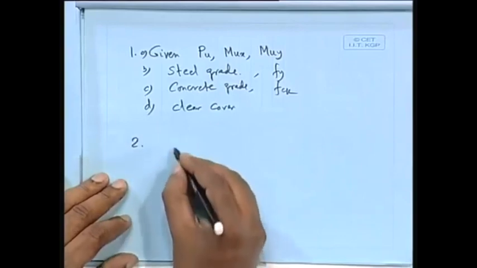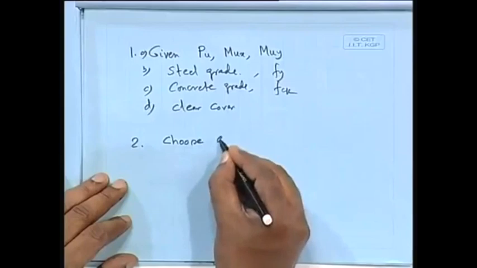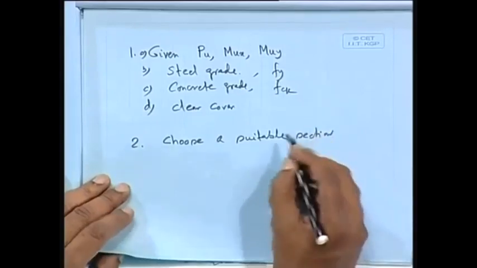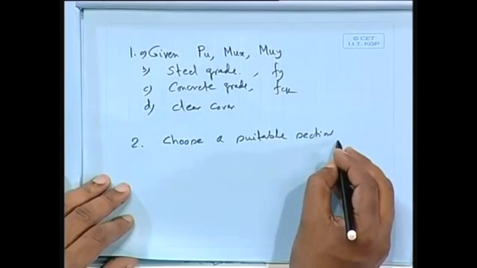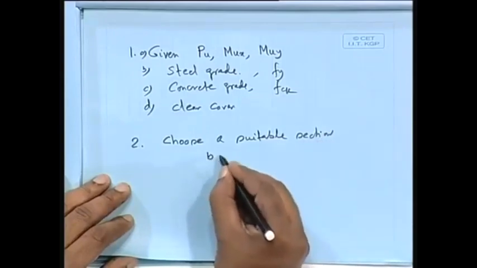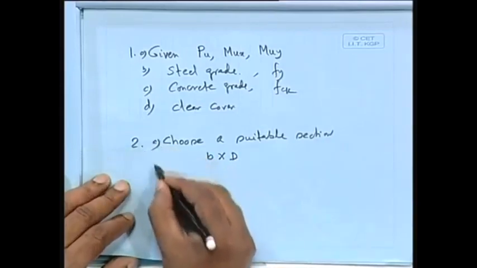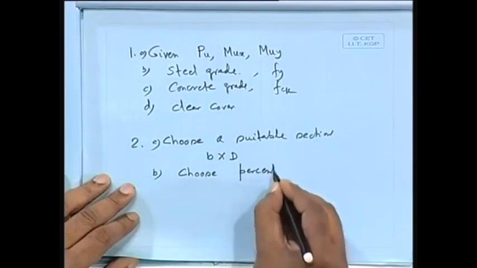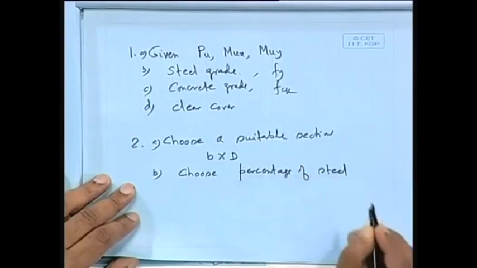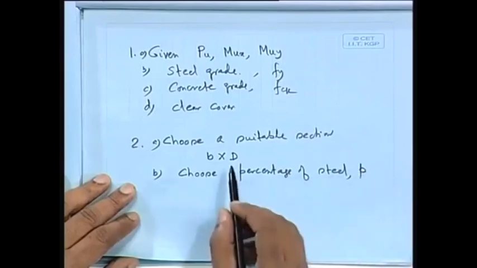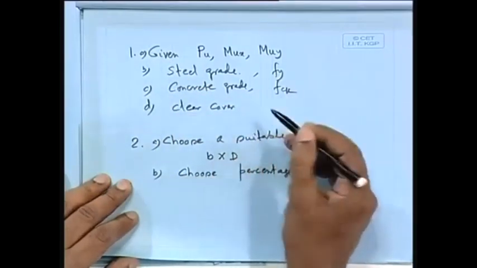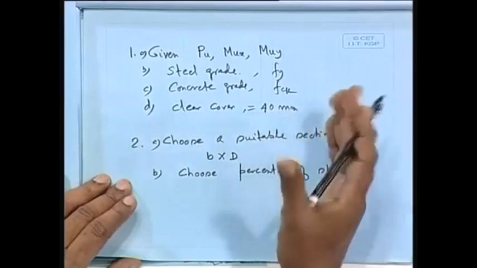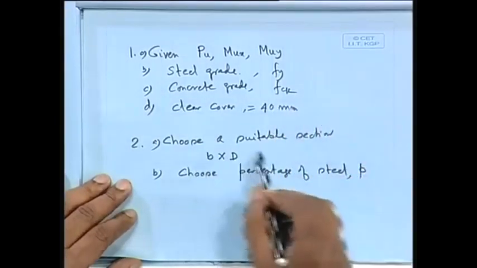Now, what we have to do: choose a suitable section, let us say B times D. Also choose percentage of steel, so that is say p. So all those things are given or assumed. Clear cover we can assume 40 millimeter or 50 millimeter, whatever we give. So let us say for all the cases we shall give 40 millimeter. Anyway, where others are specified, we have to take those. So now choose a suitable section B times D.